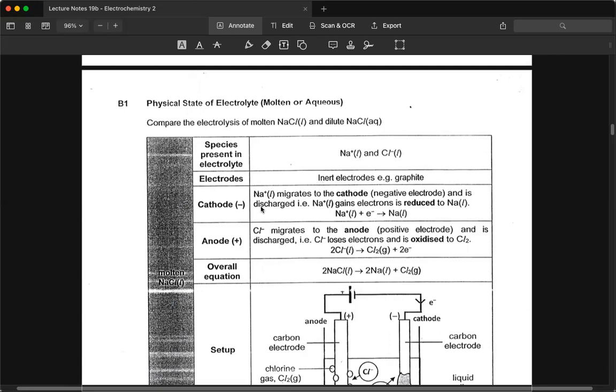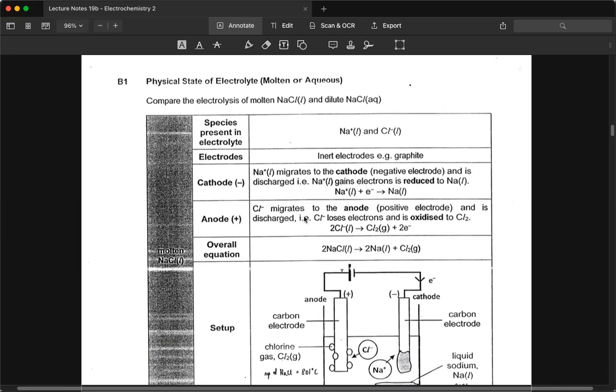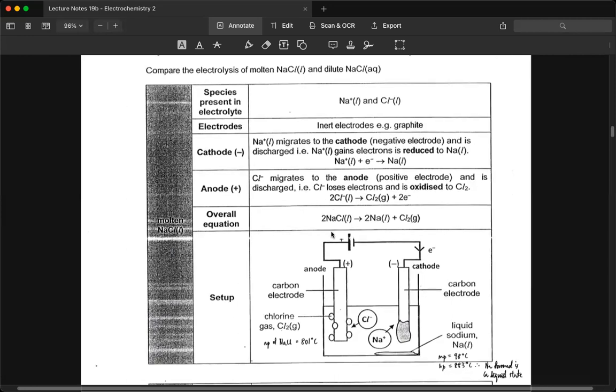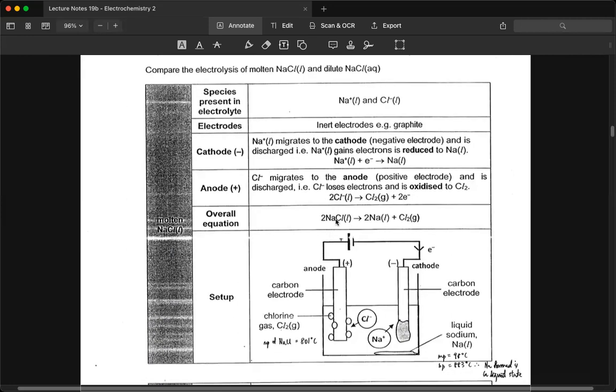At the cathode, the sodium ions migrate to the cathode and are discharged by gaining electrons to be reduced. At the anode, the chloride ions migrate to the anode and are discharged, where the chloride loses electrons and is oxidized. When we combine these two equations together and eliminate the electrons, we will have this as the overall equation. So it's just a decomposition reaction of the ionic compound.